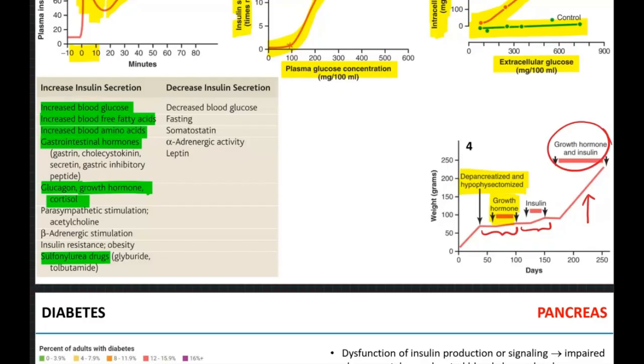Ozempic is not an insulin promoter, but it has kind of insulin-like effects. Insulin inhibits your appetite. Think about this. You ate something, insulin spikes and tells you, hey, put down the fork, right? So the active drug in Ozempic does a very similar thing. Okay?